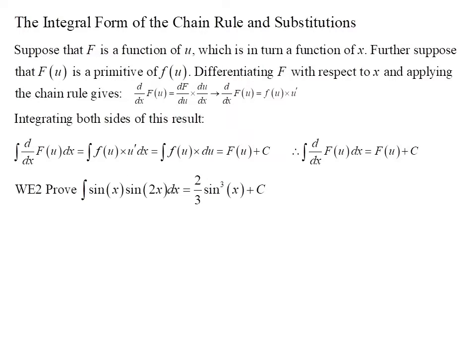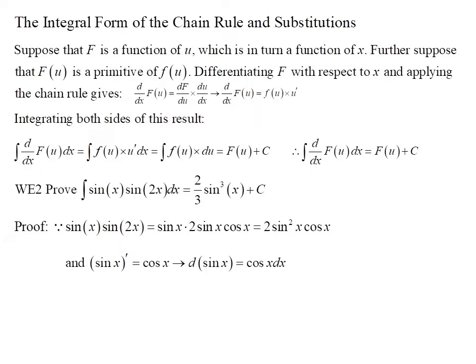Now in the second worked example, we are going to apply the integral form of the chain rule to prove that the integral of sin x sin 2x dx equals 2/3 times the cube of sin x + c. According to the sine double angle formula, sin 2x equals 2 times sin x cos x. So sin x sin 2x equals 2 times the square of sin x times cos x.